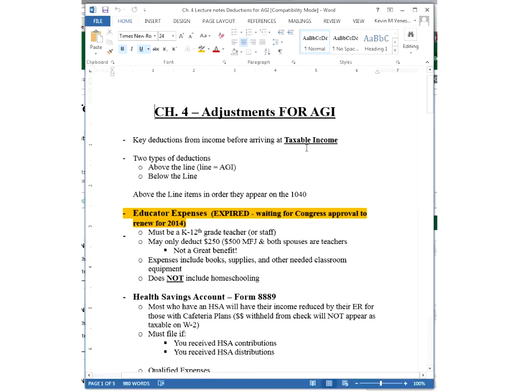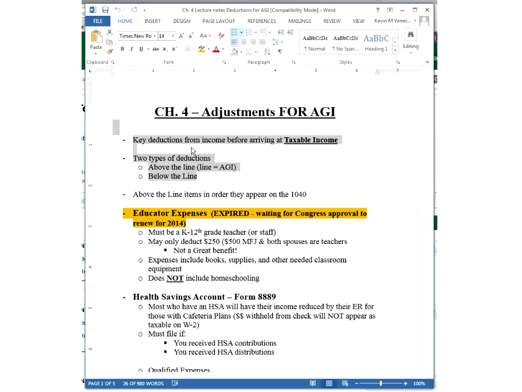Let's skip down through. A couple of key terminologies that I think are important to know, you'll hear this in tax lingo, are above the line deductions or below the line deductions. Above the line is AGI. So anything above, on page 1 of the 1040 basically, is an above the line deduction.